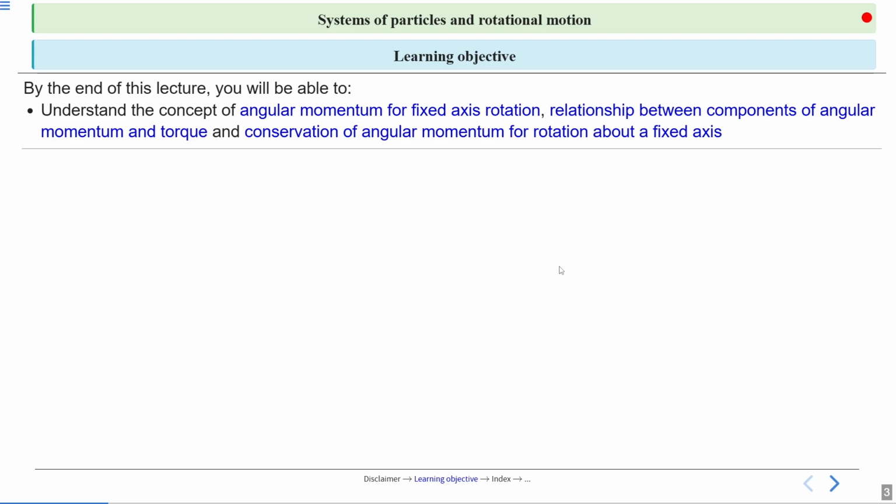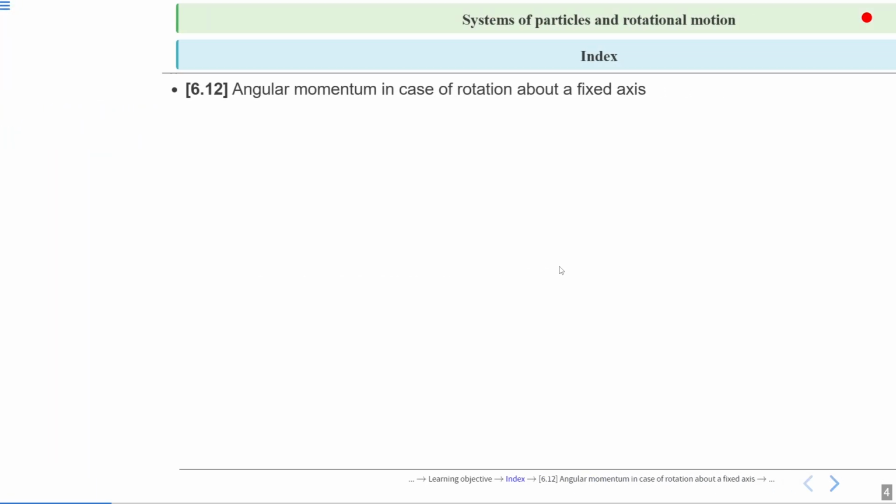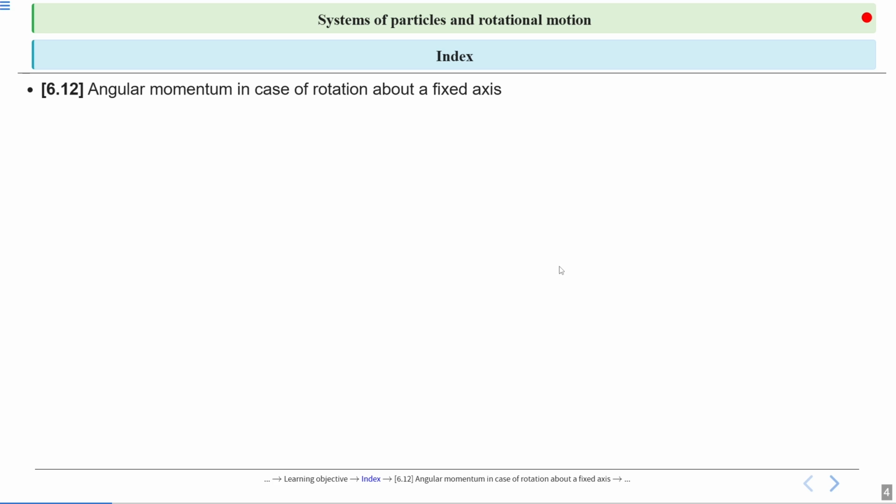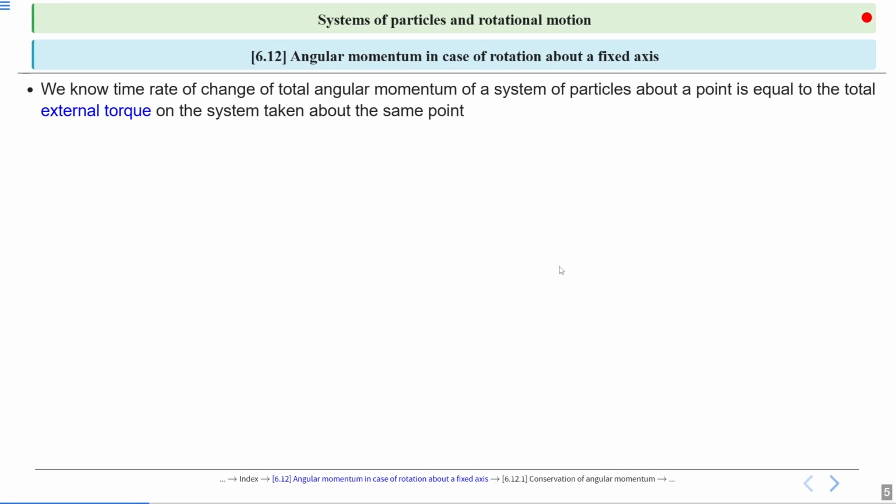All right. So in today's lecture, we will cover 6.12, angular momentum in case of rotation about a fixed axis. After that, 6.12.1, conservation of angular momentum. All right. So 6.12, angular momentum in case of rotation about a fixed axis.